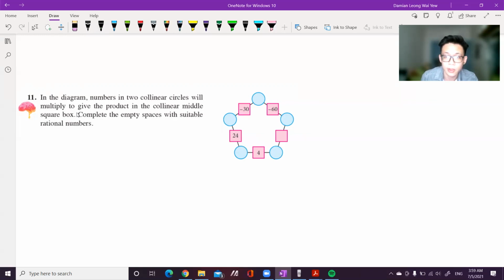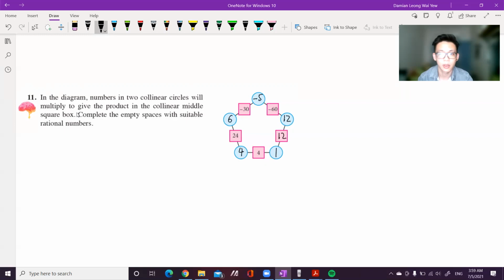Okay, sorry, no, my mistake. It cannot be 2, it cannot be 1. So the only possibility is 4 here and 1 here. So to get 24 is 4 times 6. To get negative 30 is 6 times negative 5. Then to get negative 60, negative 5 times 12. Then here is just 1 times 12, which is 12.